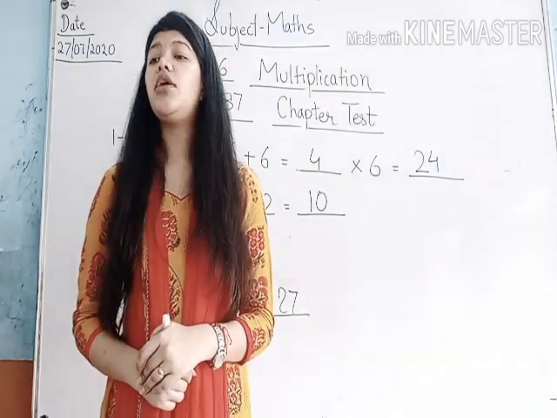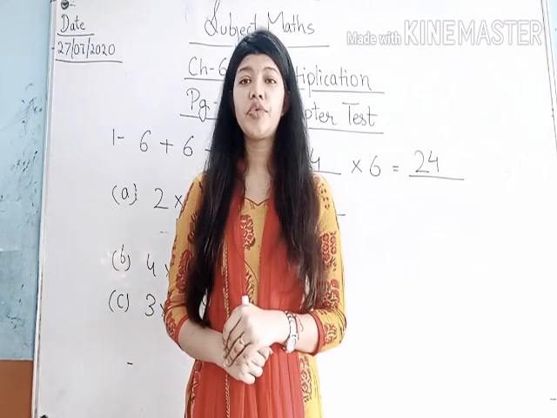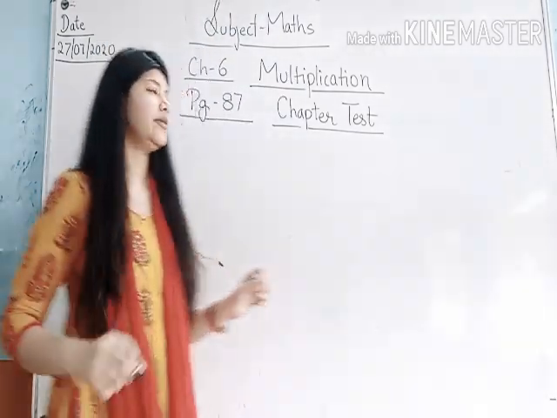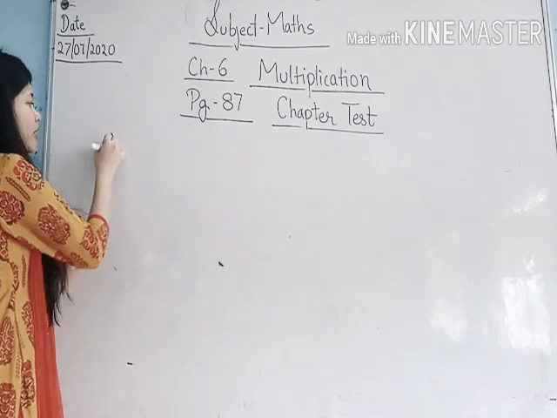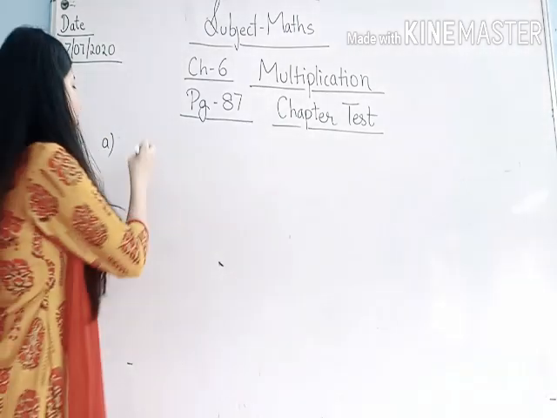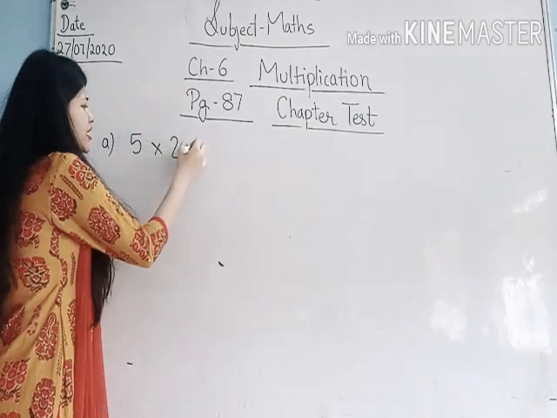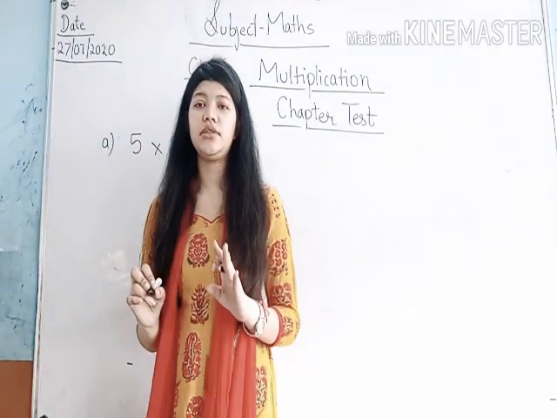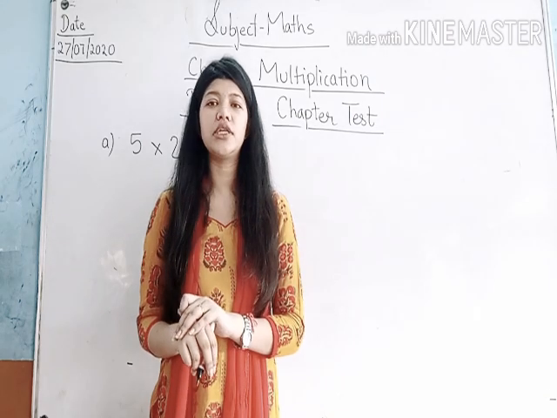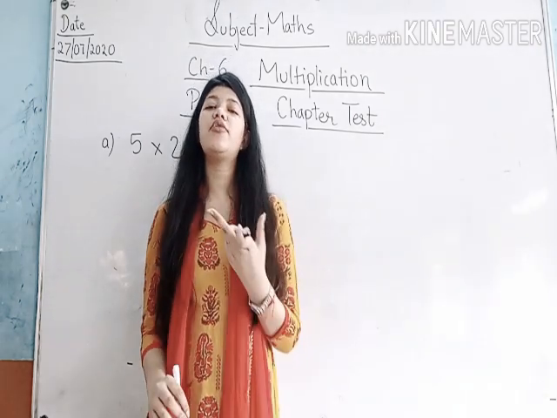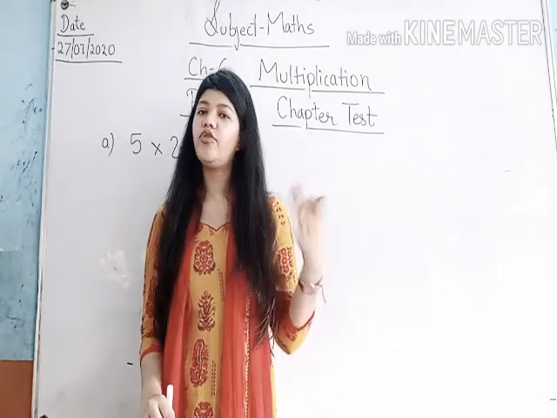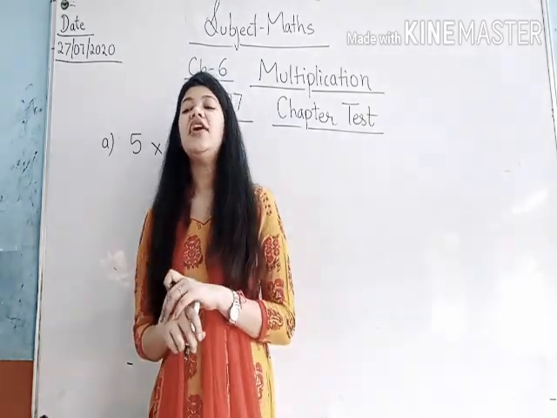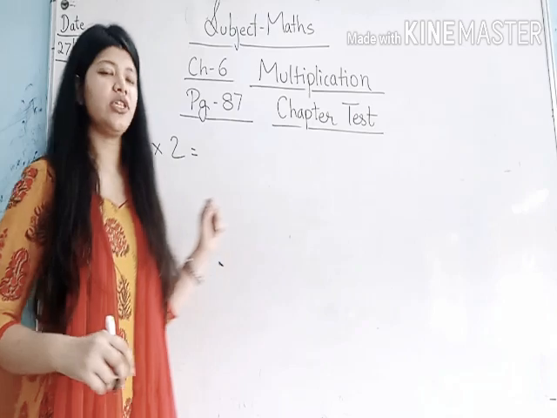Okay? Now let's come to question number 3. Question number 3 is write each product. First one is 5 into 2. See, this question is very easy. You just should know the tables. Then only you will be able to solve it. You don't have to do anything. You just have to write the product of it. And if you know the table, then only you will be able to know the product. Yes. Okay. So let's practice the first one.